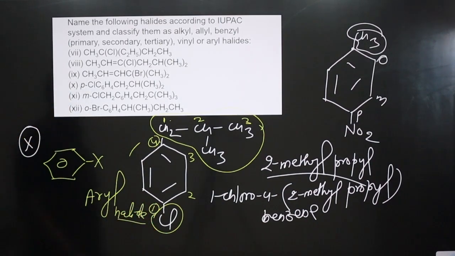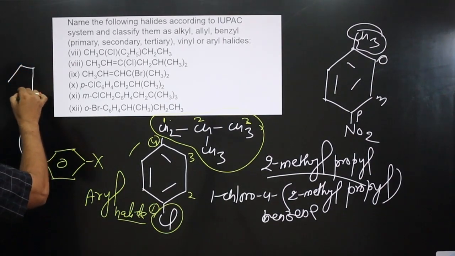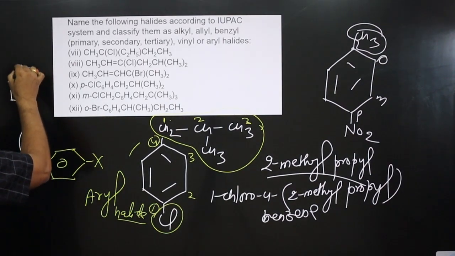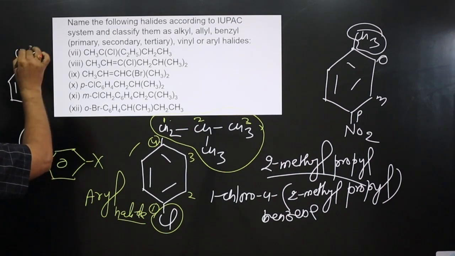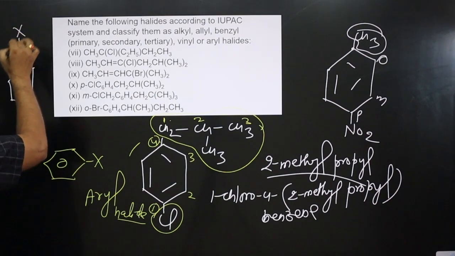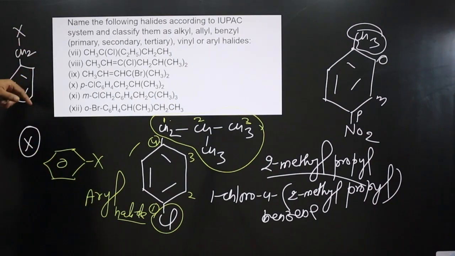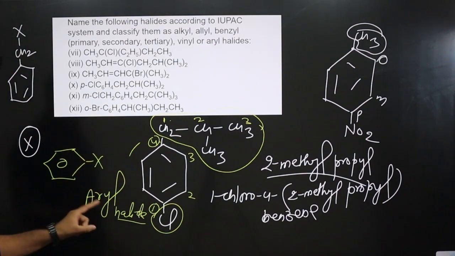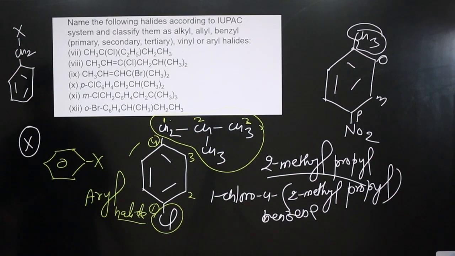And in the case of benzyl halide, the benzene ring is there, and then one alkyl group is attached. One alpha carbon is there in the benzene ring, and to the alpha carbon the halogen is attached. Then this is known as benzyl halide, and this carbon is sp3 hybridized because it is forming 4 sigma bonds. So this is the difference between aryl halide and benzyl halide. Move on to the 9th one.